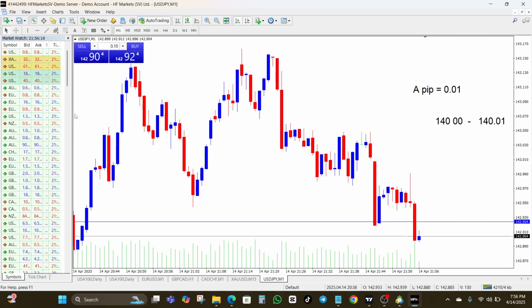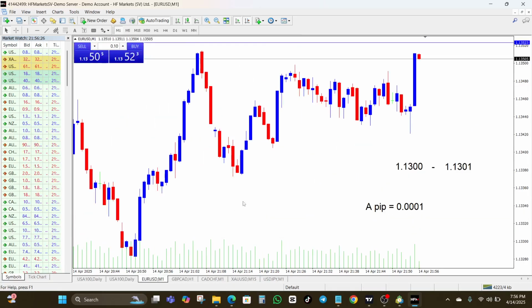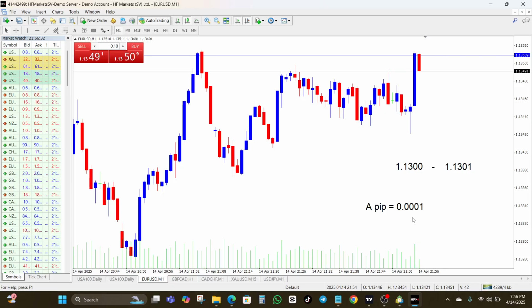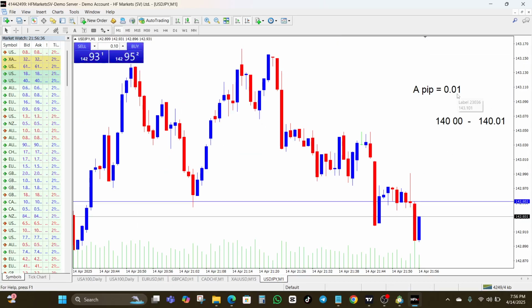So you have to determine the pip movement. If you're using the standard currency pairs like the Euro USD, if the price moves by 0.0001, that is 1 pip. If it moves by 0.01 in the JPY pair, that is 1 pip.